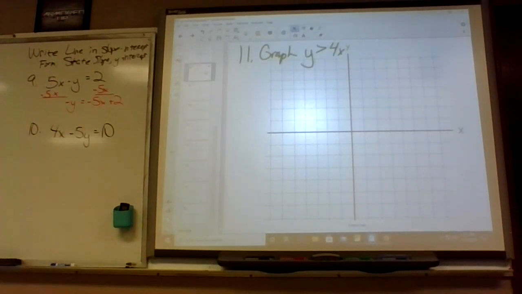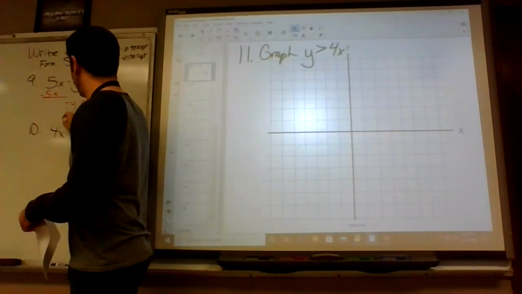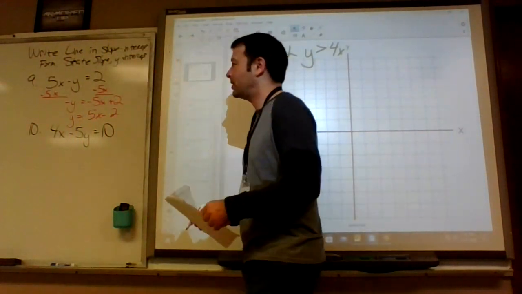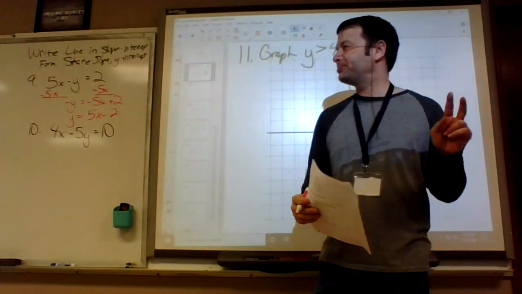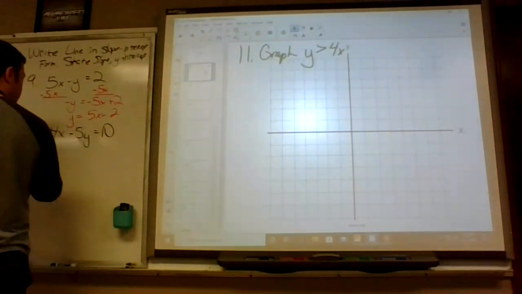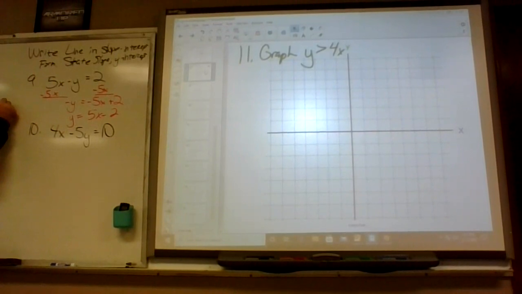Okay, but there's a negative on the y. Do you know how to get rid of that? Divide by negative 1. Basically, you just switch all the signs. Okay. There were 2 parts to this problem. You're also supposed to state the slope and the y-intercept. So what is the slope on number 9? 5. What is the y-intercept? Negative 2.